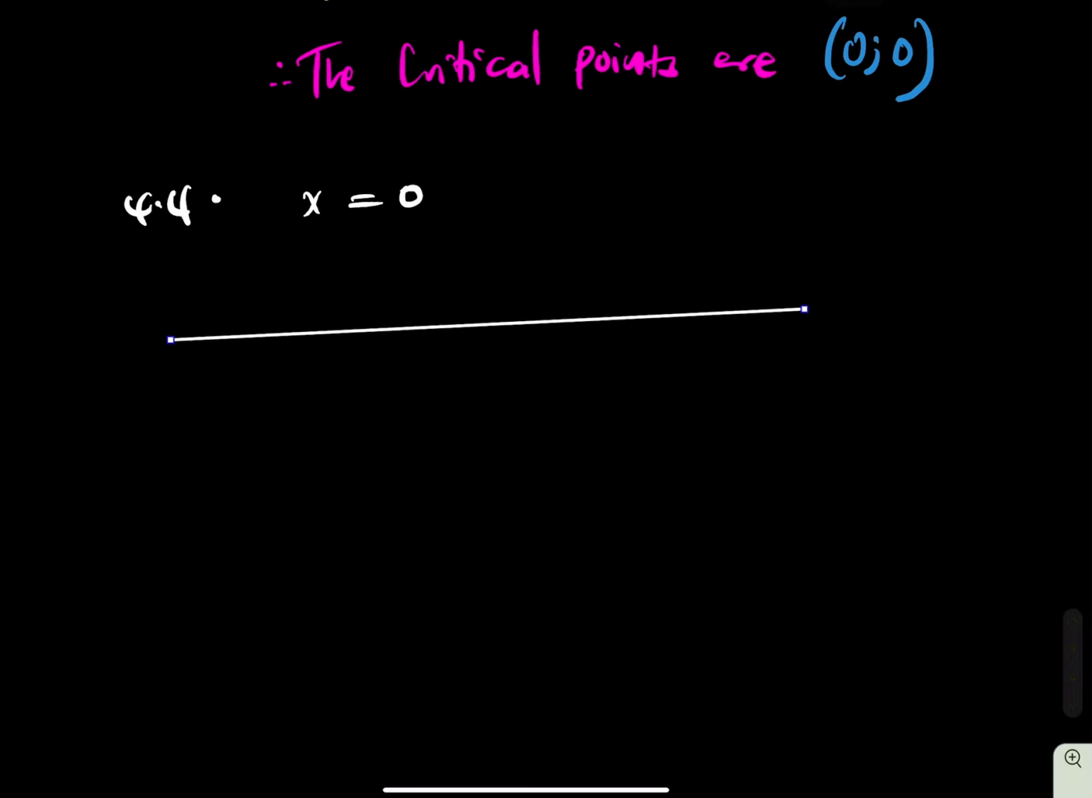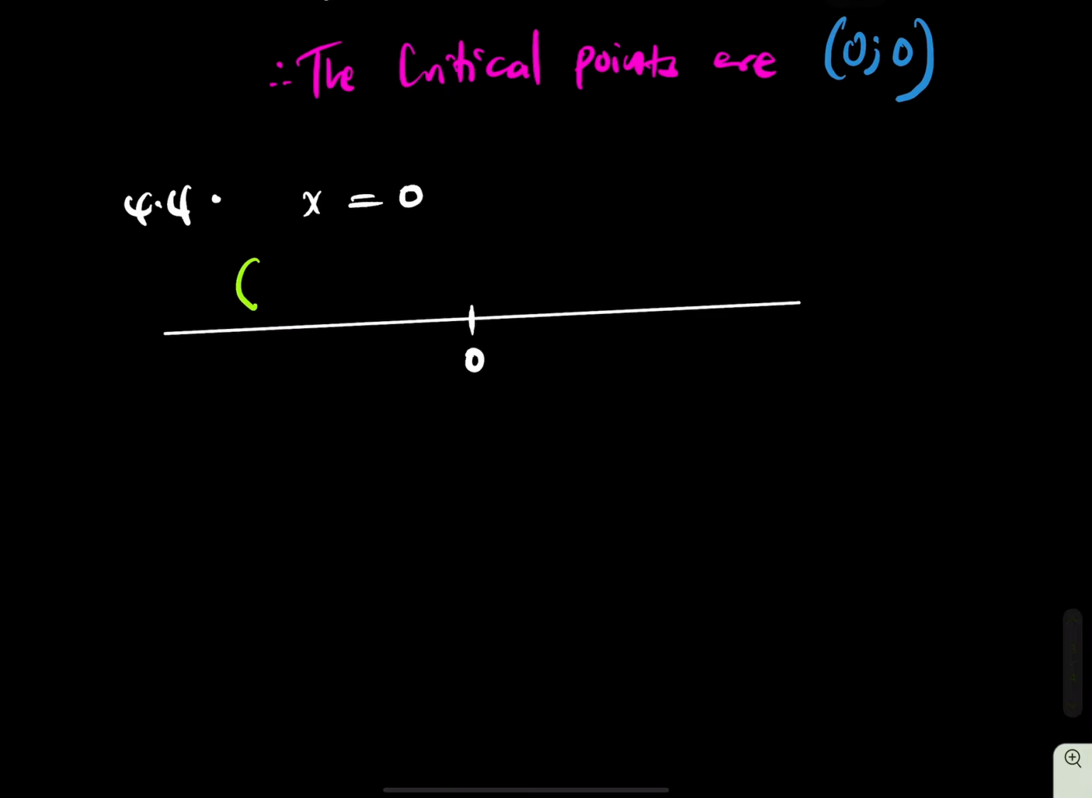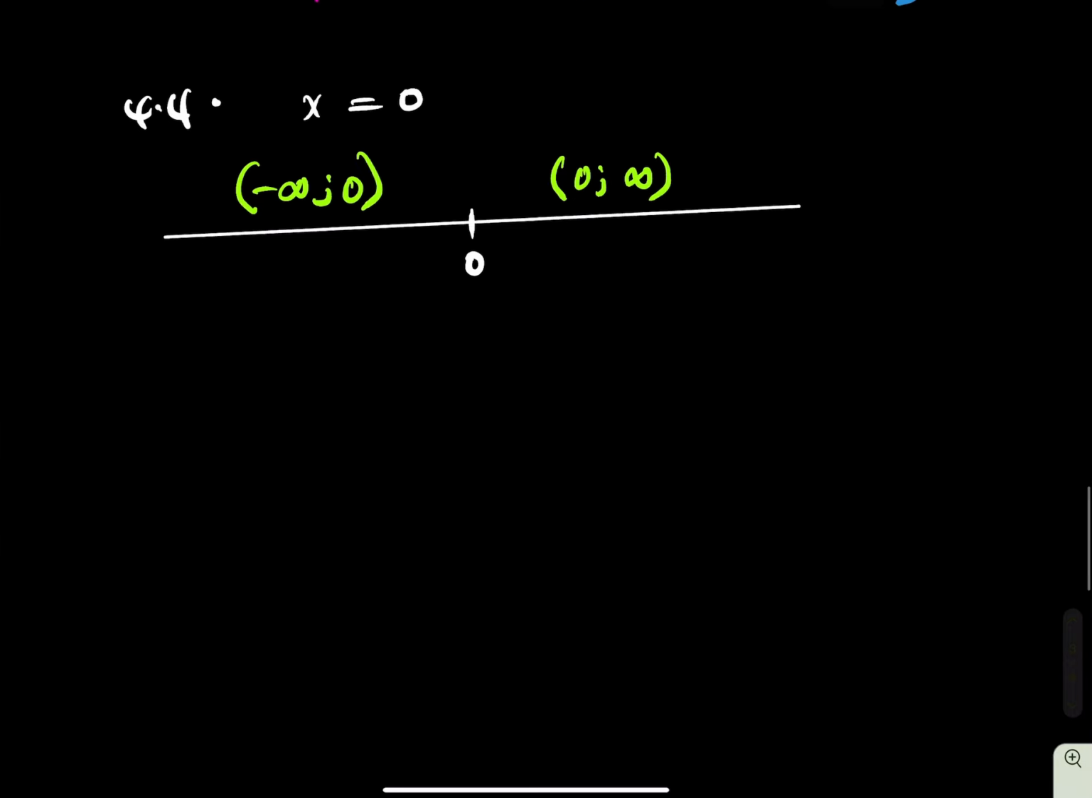Think about it. This is your number line, and at this point you have x equals 0. So that means in this region it is -infinity to 0, and then here it is from 0 to positive infinity. We are saying that this graph is going to increase if and only if f prime at x is bigger than 0. So let's have our f prime.